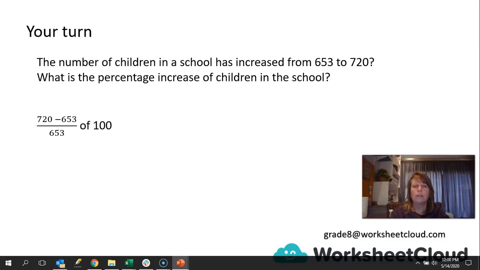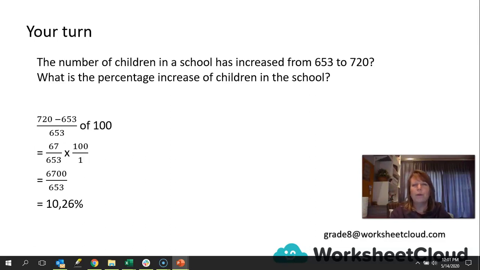So you take your two amounts and find the difference. It would be 720 minus 653, and that's all over your original amount, because you're finding the increase, all over 653, of 100. So it would be 67 over 653 times 100 over 1, and you would just multiply out 67 times 100, 6,700, all over 653. Divide out using your calculator, and you get a 10,26% increase.